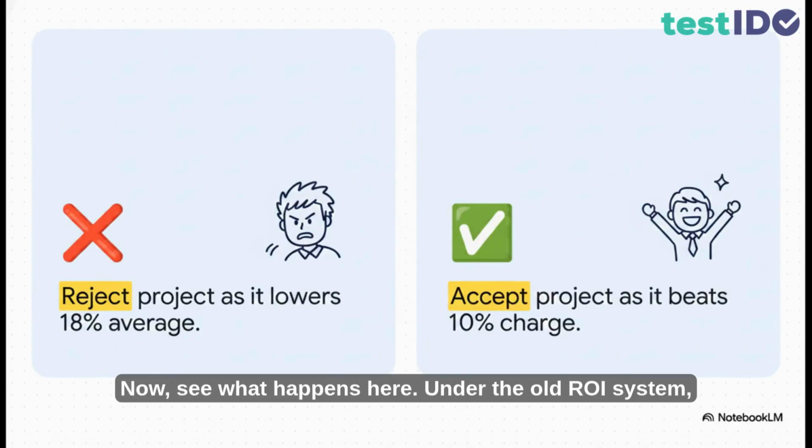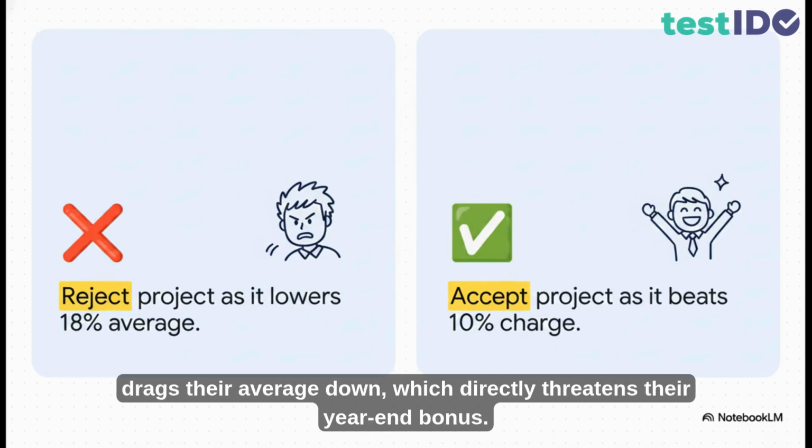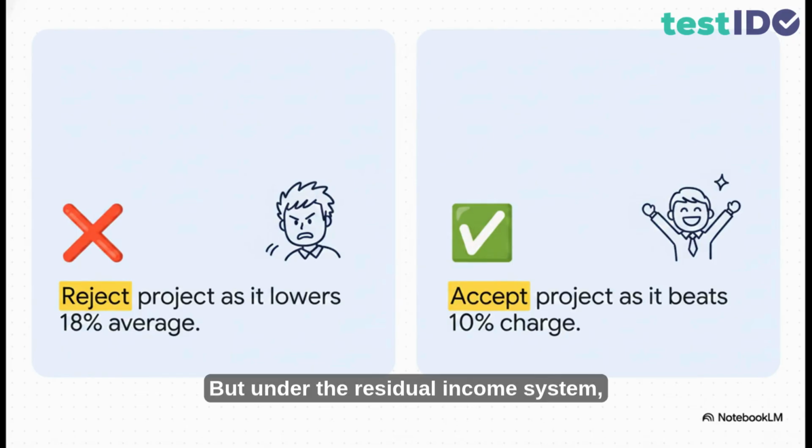Under the old ROI system, a rockstar manager actually rejects the 12% project. Why? Because blending a 12% return into their 18% division mathematically drags their average down, which directly threatens their year-end bonus. But under the residual income system, the whole perspective shifts to absolute dollars.